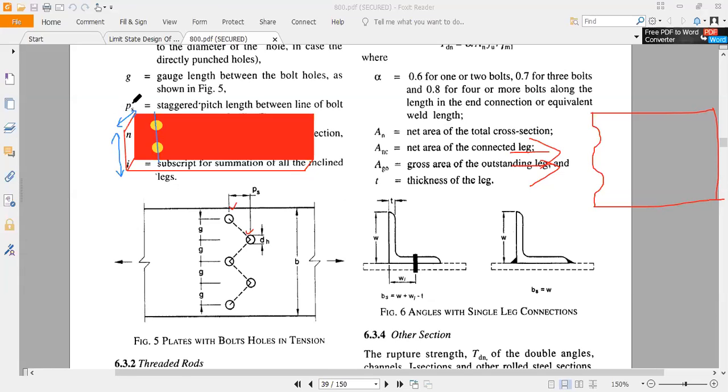So if you multiply this B into T, then only this will be the area, na? Yes sir. Now what I am saying is that you see the area along this line. So basically we are assuming that this line will be the critical section, because at this critical section the area will be the lesser one. Okay, area will be the least one. When the area is least, that section becomes critical.